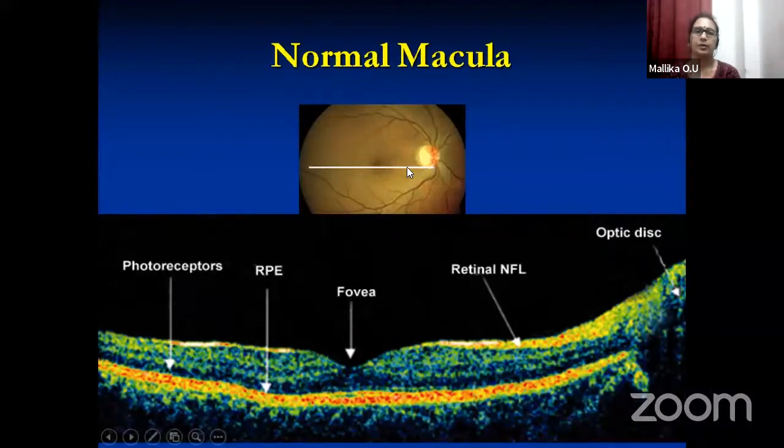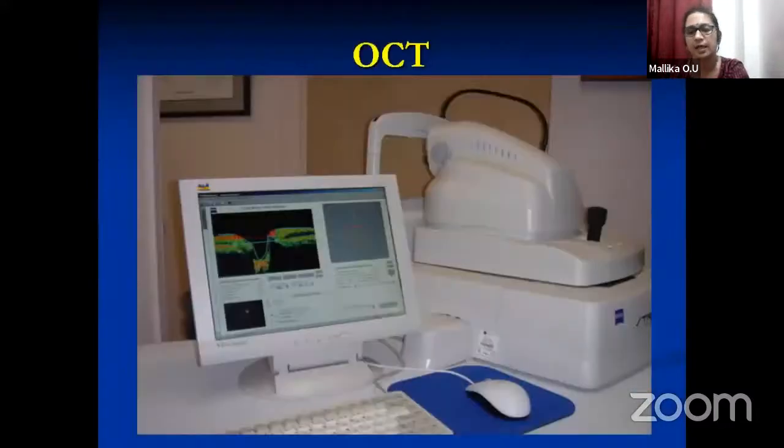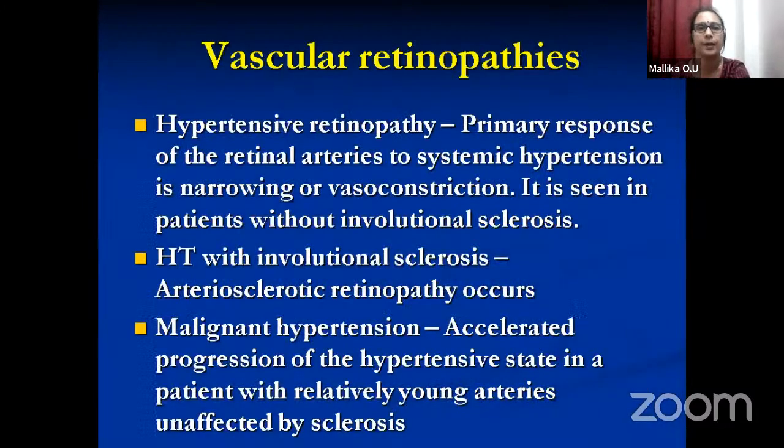This area corresponds to the cut section of the retina in this picture. You can see there is a fovea, which is a depression in the center of the macula. You can see the different color-coded retinal nerve fiber layers. You can see the retinal pigment epithelium and photoreceptors, and newer machines will give you almost all the layers, and you can find out the details also. Again, this is the machine of the OCT.